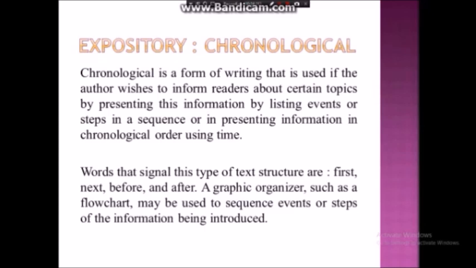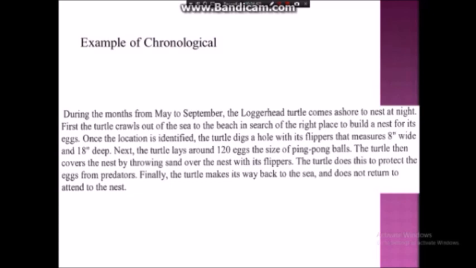There are many transition signals that we can use in chronological order, such as after that, finally, firstly, secondly, thirdly, and many others. The graphic organizer for chronological order is a flowchart to sequence events or steps of the information being introduced. This is the example of chronological text.